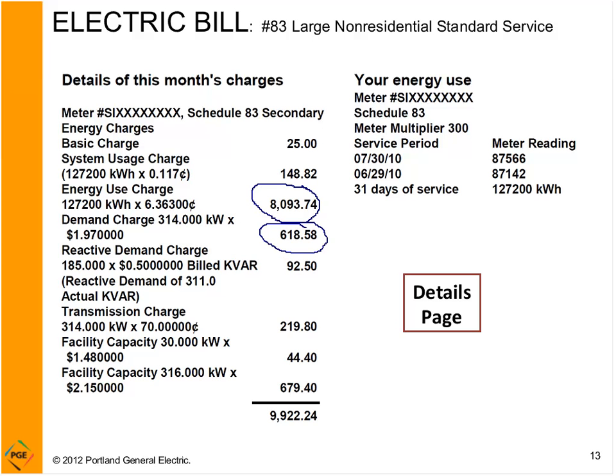Now one other charge you might want to pay attention to is this one down here, facility capacity charge, and that is related to the demand charge. It takes the average of the two highest peak demands you've had in the past year. So those three highest charges definitely make it so you might want to pay attention to, obviously, the amount of kilowatt hours used and know about how high your demand is.